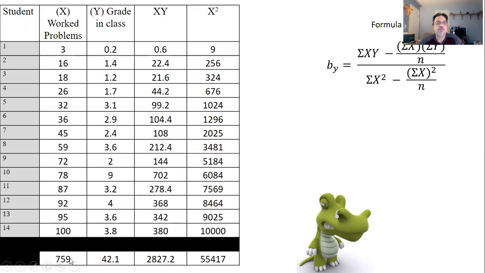So the sum of the X column should be 759, the sum of the Y column 42.1, the sum of the XY column 2,827.20, and the X squared column 55,417.00, if I'm doing the things I'm supposed to do. So now we're going to take those things and plug them into the formula. We have our column totals and everything we need to pull this in. And of course, our N here is number of participants. Remember, one participant giving 2 scores. When we're looking at N, we want the number of individual people, not the number of scores.